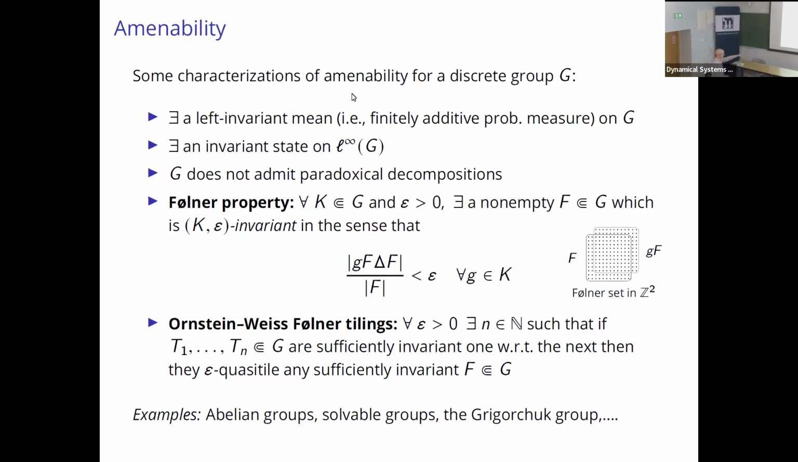So some examples down here: abelian groups, solvable groups, the Grigorchuk group, which you've definitely seen this week, and related groups. And amenability is closed under various natural operations: taking subgroups, inductive limits, extensions, and so on. So it's a very large class of groups. Some groups will come back.